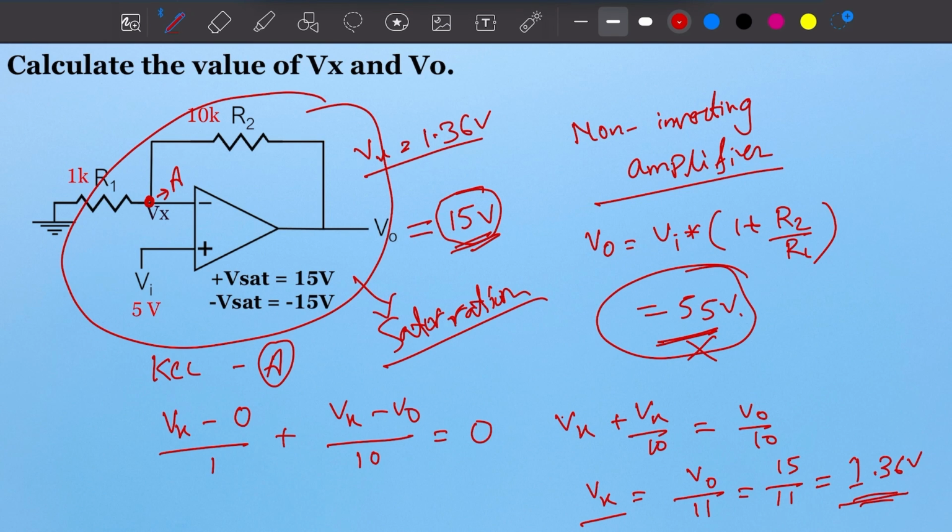Okay. This will be the limitation one. And another limitation is if the open loop gain of this op-amp is low, then also virtual short will not work. I will show this case, the low open loop gain, in the simulation. So let's go to the simulation software.